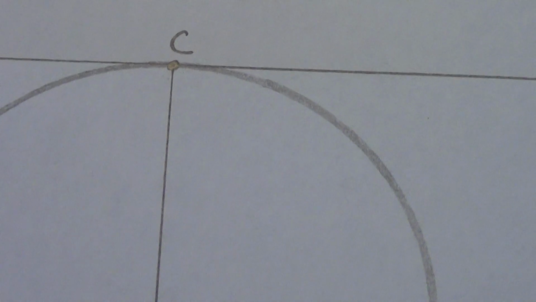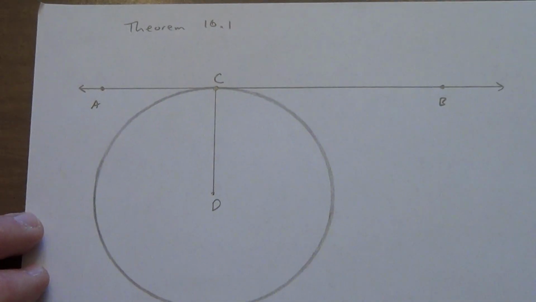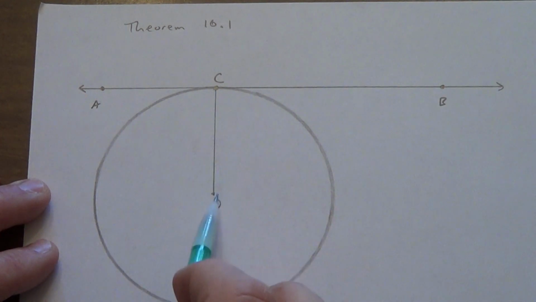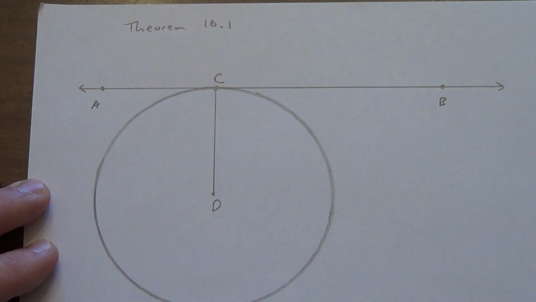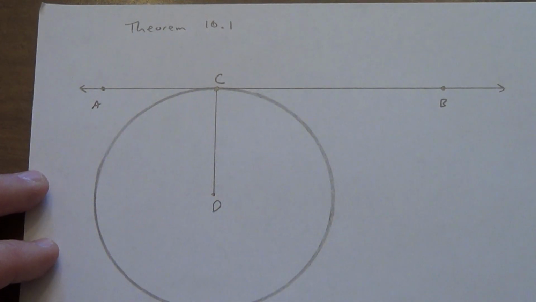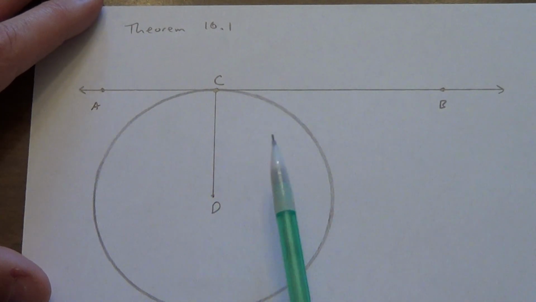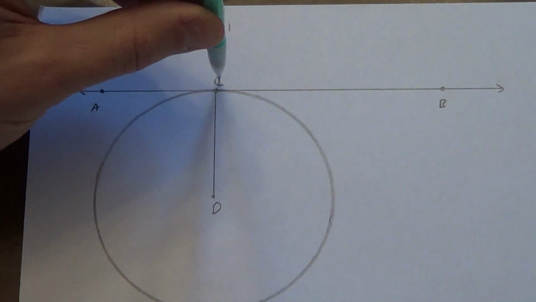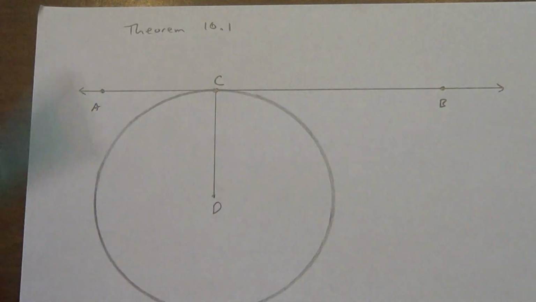All right, theorem 10.1. Zoom out a little bit. Theorem 10.1 is this picture right here. What we have is circle D, a radius DC, and a line AB, which passes through point C. Okay, I'm not going to prove this theorem to you, but it says that in a plane, so this has to be in the same plane. You can't have a line going up and down through point C. They have to be in the same plane.